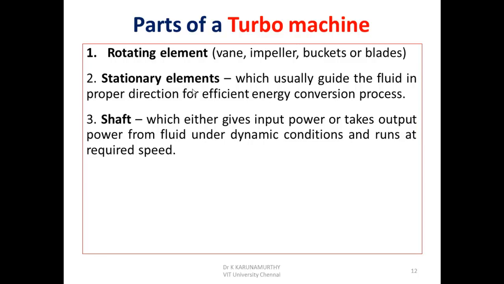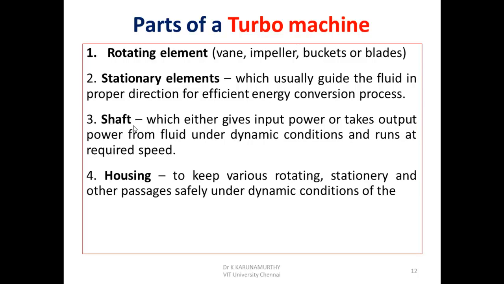The third component of a turbo machine is a shaft. On the shaft, this rotating element will be mounted. Then all these components have to be enclosed or covered, which we call a housing or a casing. So for a turbo machine, we have these four parts. One is the impeller or the rotating element. Then to guide the fluid that is flowing, we need a guide vane, which we call a stationary element. Then the rotating part has to be mounted on a shaft so that the shaft rotates. And all these need to be covered with the help of a casing, which we call a housing.